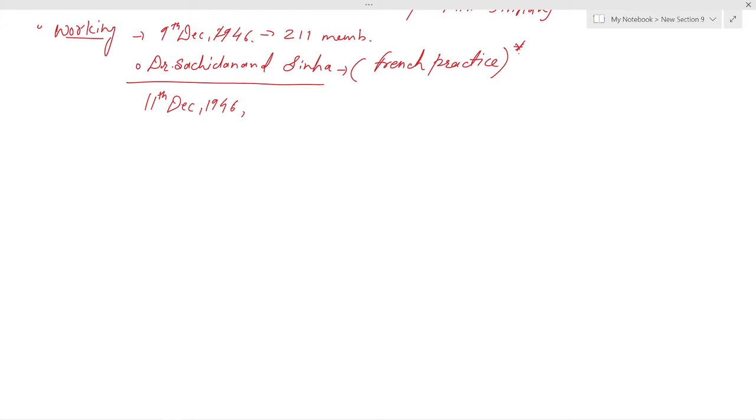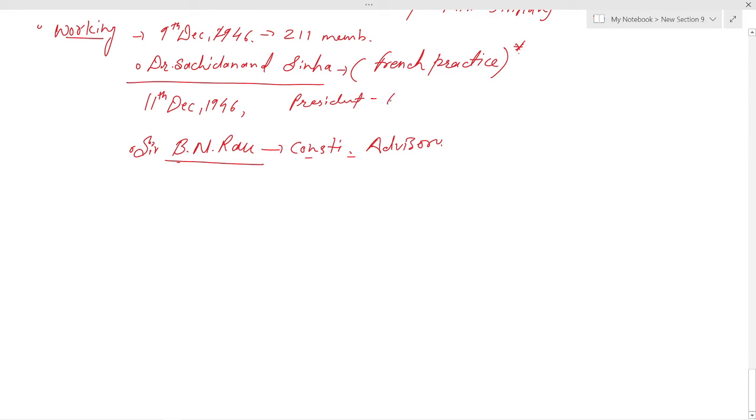Sir B.N. Rao was the constitutional advisor, and the first president was Dr. Rajendra Prasad, and the first vice president became H.C. Mukherjee.